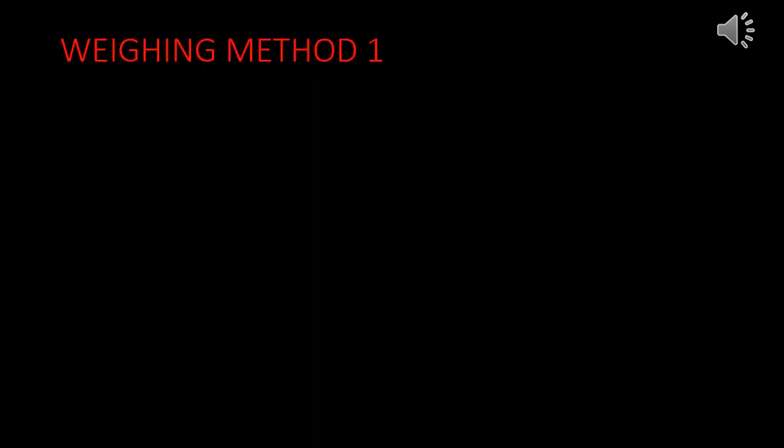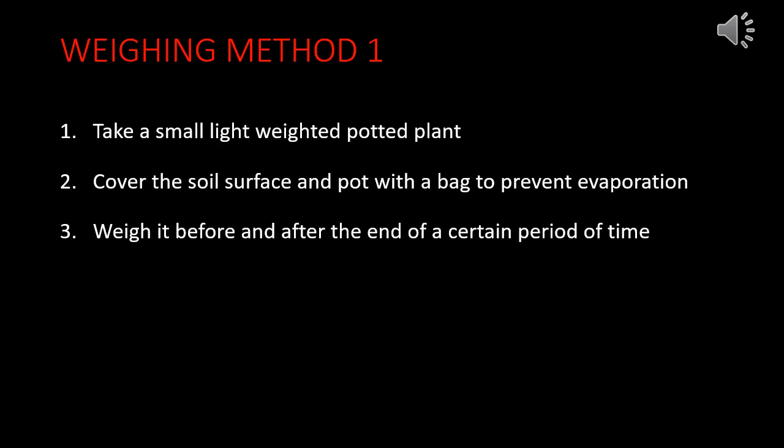There are a number of methods to measure transpiration. The two main methods are the weighing method and the potometer method. There are different types of weighing methods to measure transpiration. The first one is, take a small light-weighted potted plant. Cover the soil surface and the pot with a polythene bag. Weigh it before and after the end of a certain period of time. Observe the difference in the weight.